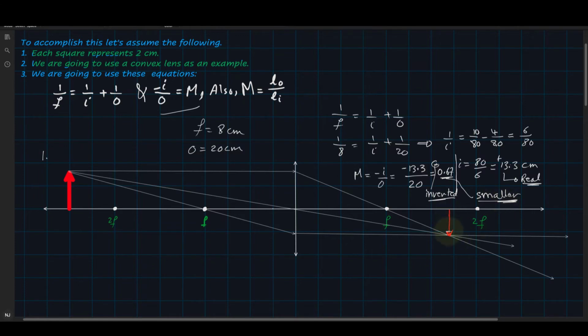This image is inverted. It's real because all the rays have met. And it is also inverted, as you can see. All right? Now let's go to the second case.